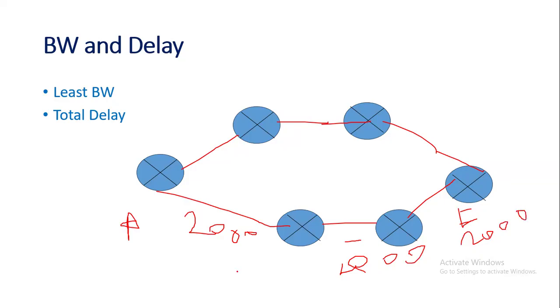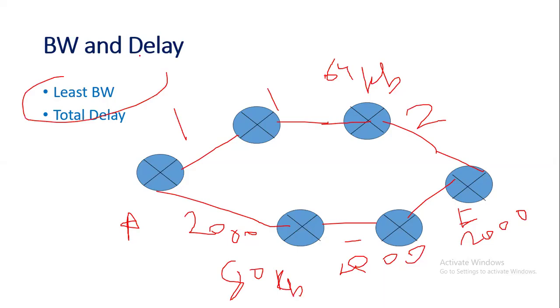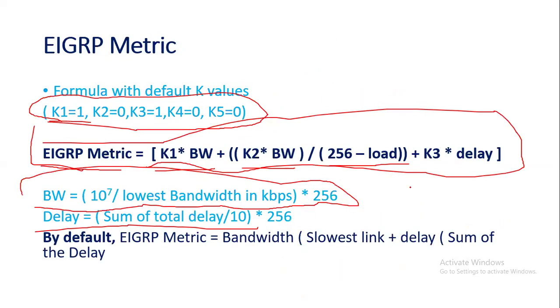Here I have 80 kbps bandwidth, and here I have 64 kbps, and let's take 1000, 1000 and 2000. What is the least bandwidth they will calculate, 80 or 64? I'll get 64 here. So the formula is 10 raised to 7 divided by my lowest bandwidth, 64, times 256, and this metric will be calculated.